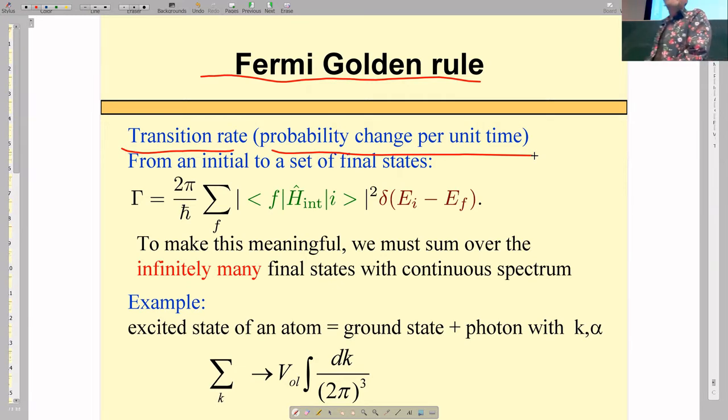So what is this probability per unit time? First, we want to understand where we start and where we go with this decay, with this transition. We have an initial state, and we have a set of final states. Set is important. But let us first see what the formula is.